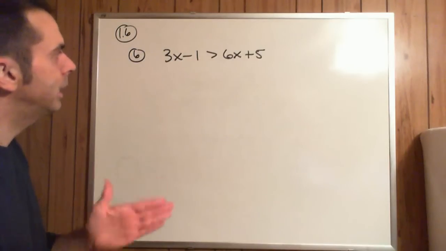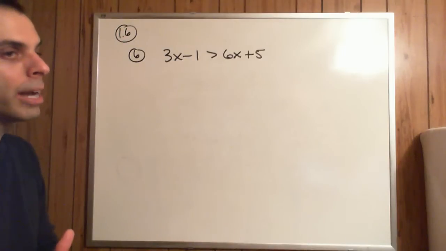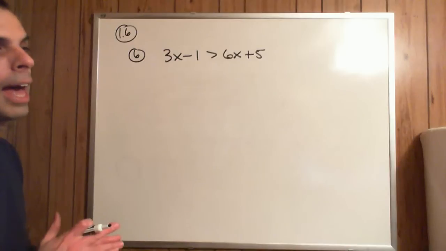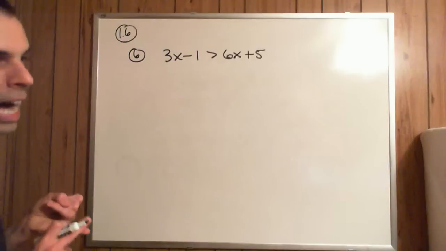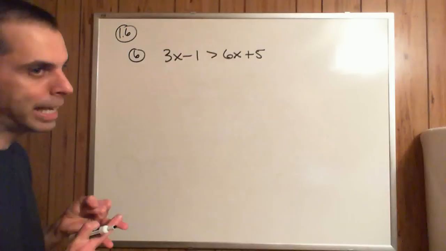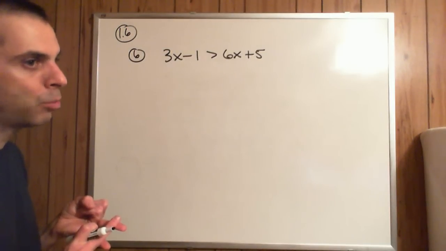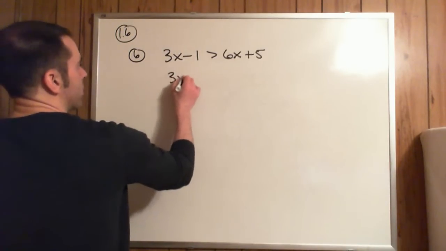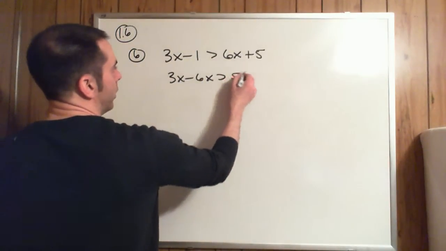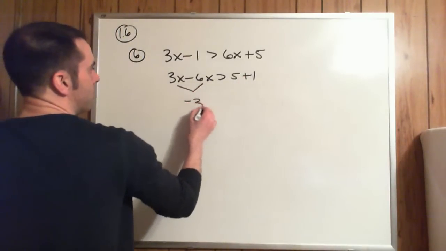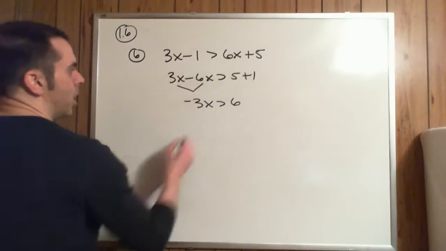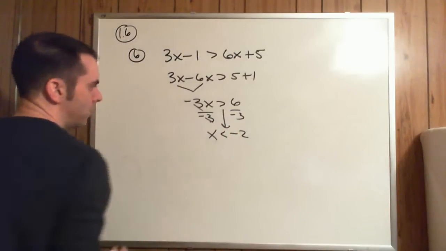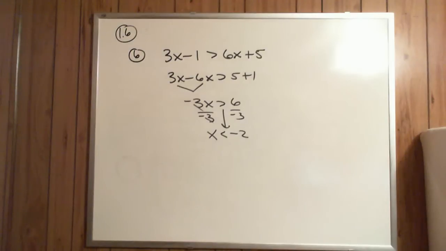We treat linear inequalities just like a linear equation. That is, we get all the x's to one side, the numbers to the other side. However, you may remember that when you divide or multiply by a negative, you have to reverse the inequality symbol. So, in getting the x's to one side, I'll subtract 6x, and I'll add the 1 and get 6. So this gives me negative 3x is greater than 6. When I divide by the negative 3, I have to reverse the inequality symbol. So that is x is less than negative 2.